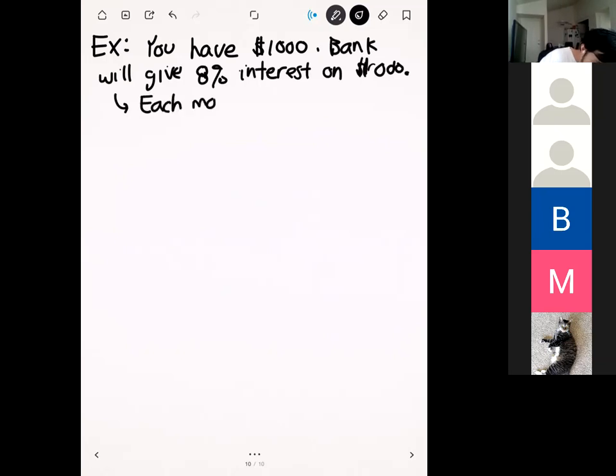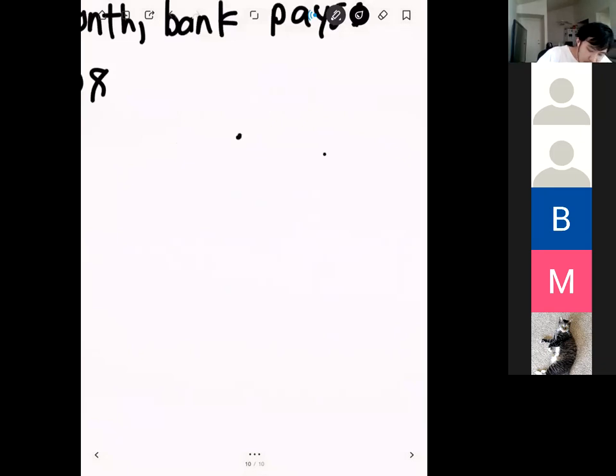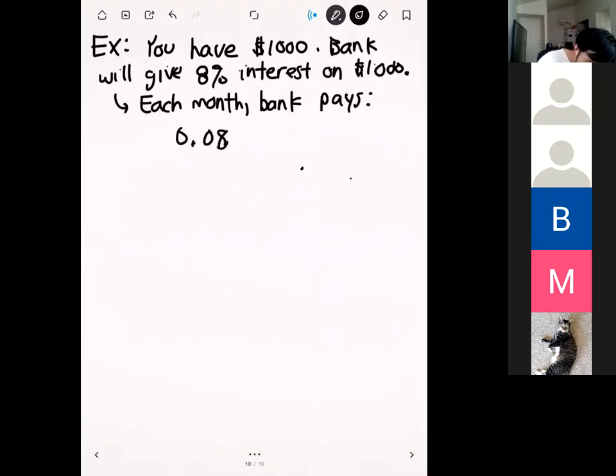Professor, it's interest on what? This is like a 1,000? Yeah, interest on 1,000. Okay, so each month the bank is going to pay 0.08 multiplied by 1,000. So each month the bank is going to pay you basically 80 bucks.